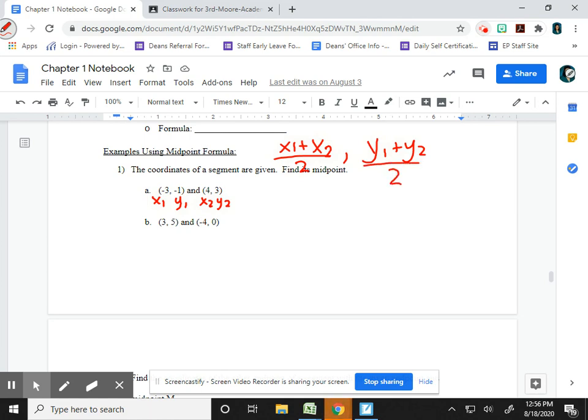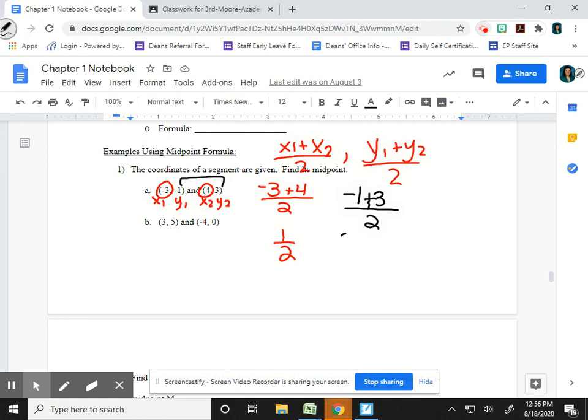And then we're going to fill in from there. Okay, so my x1s. x1 is here and x1 is here. So we're doing negative 3 plus 4, dividing it by 2. Then the y's that we're doing are negative 1 plus 3 and dividing it by 2. So we're going to add these together and we get a positive 1 divided by 2.